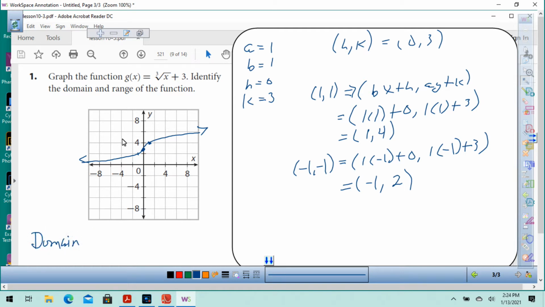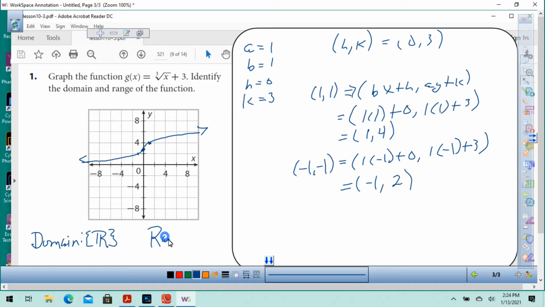The domain. If you'll notice, it's covering all the x values. It's got an arrow, so it's going to keep on going. So the domain is going to be x such that x is all real numbers. Let's write it like this: all real numbers.